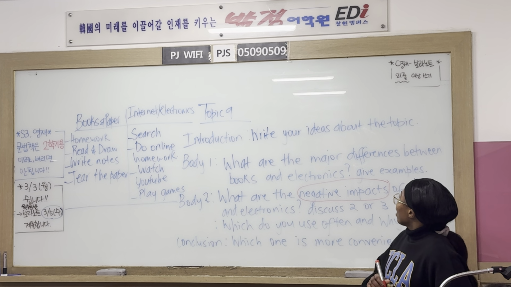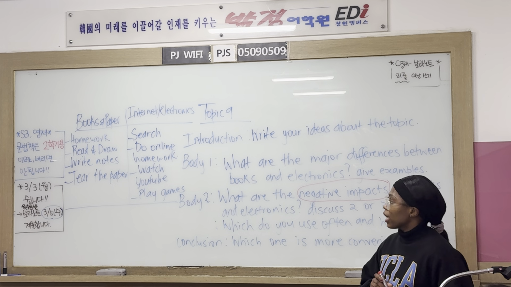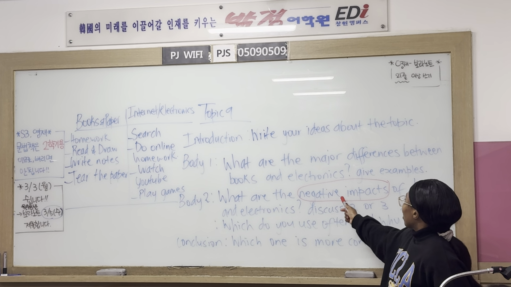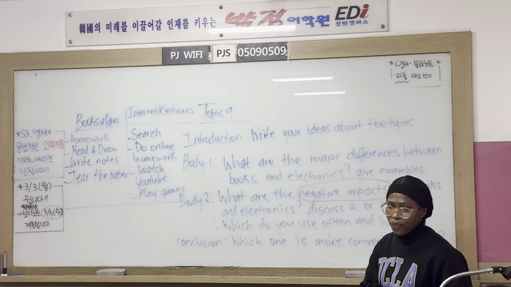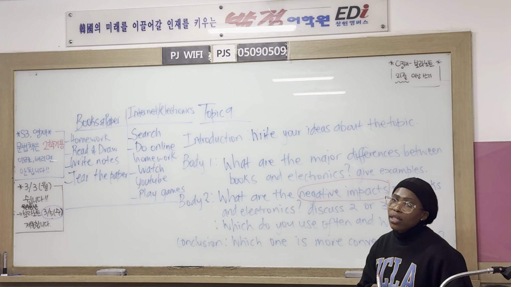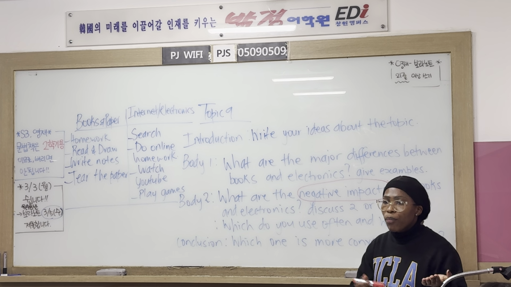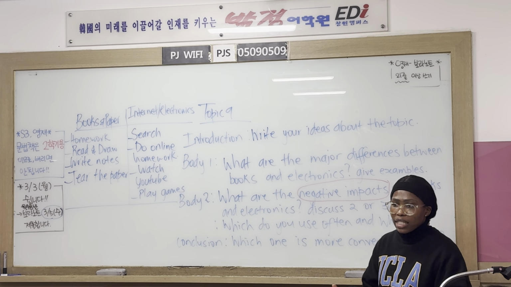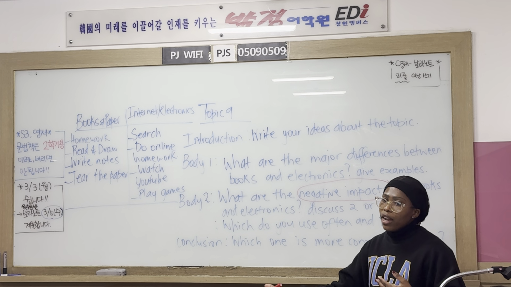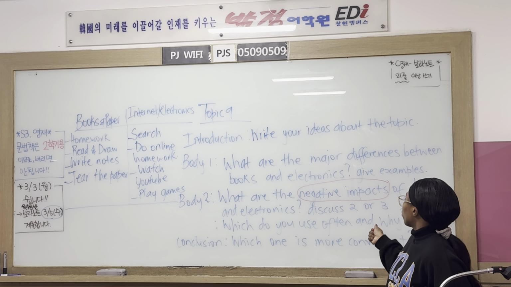Body 1, what are the major differences between books and electronics? Give examples. We've already discussed those in class. Body 2, what are the negative impacts of books and electronics? You can discuss 2 or 3. Okay, remember we are comparing. So you can write maybe 2 of each and compare them against one another. If you want to compare book and electronics disadvantages, for example, a book is like this, whereas electronics are like that. And also for body 2, which do you use often and why?